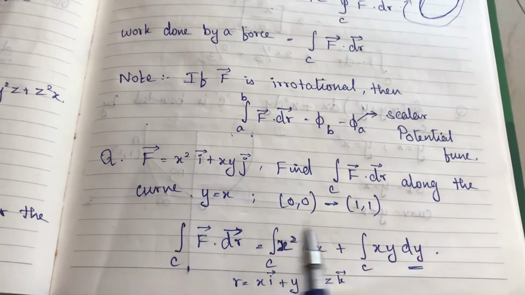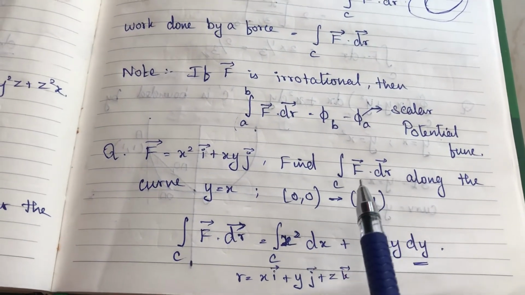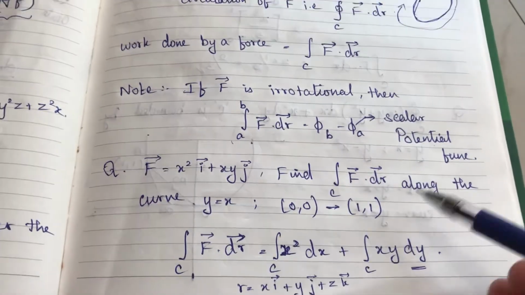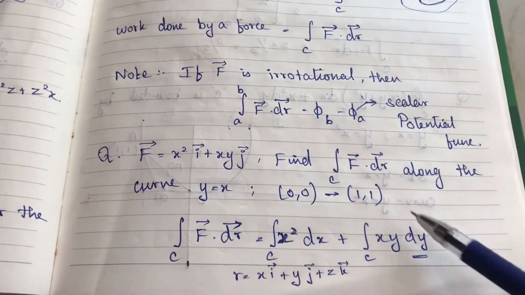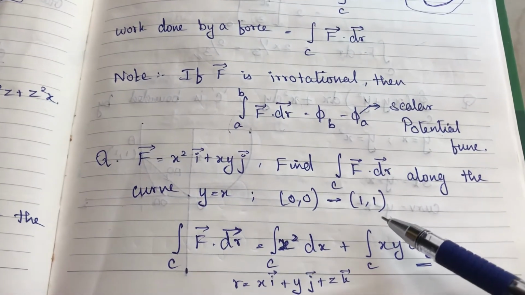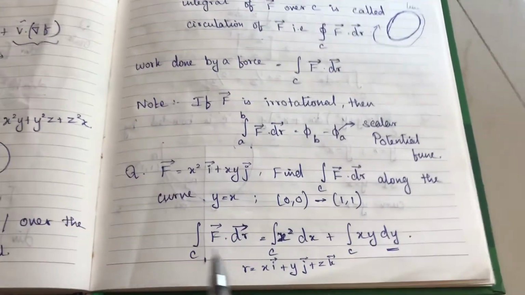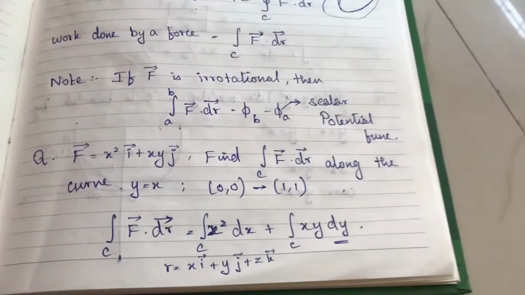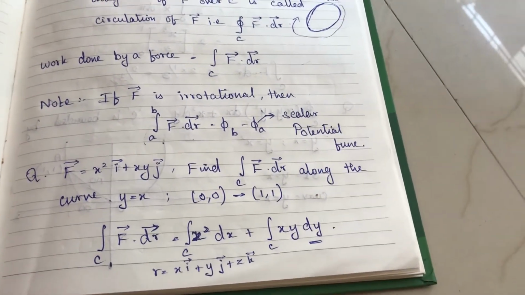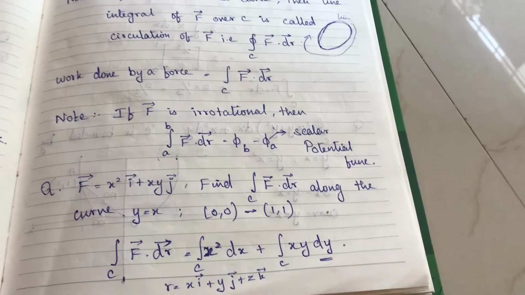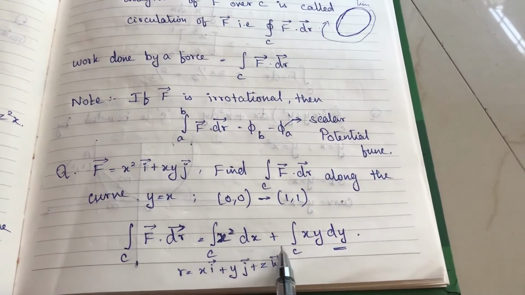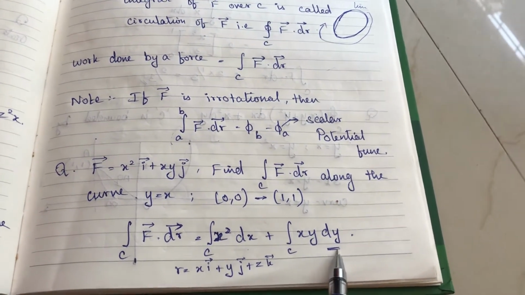They have given one F vector and they need us to find the integral of F dot dr. This is nothing but line integration along the curve. They have given one curve and two points. So what is F dot dr? F dot dr is nothing but we need to differentiate the first term with respect to x and the second term with respect to y.